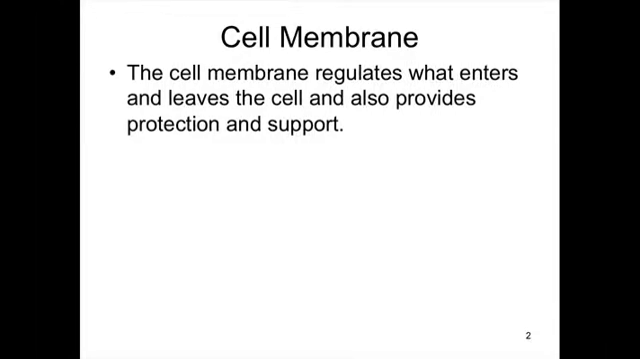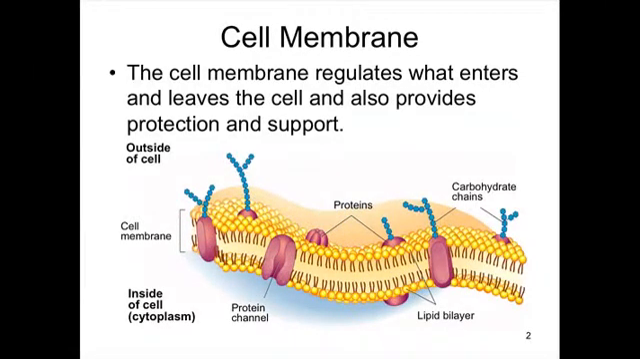The cell membrane regulates what enters and leaves the cell and also gives it protection and support. So, these are some functions of the cell membrane. As you can see by looking at the picture, which is something that you're going to be coloring, there are two layers to the cell membrane. There's this outer layer, and then there is an inner layer. Okay, so it's a bi-layer. Bi standing for two.